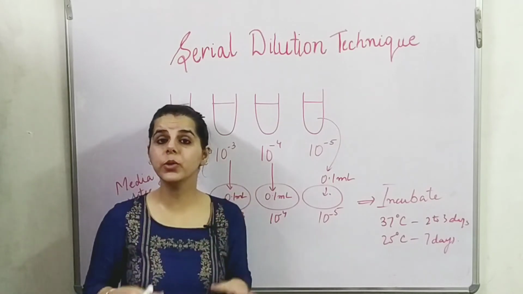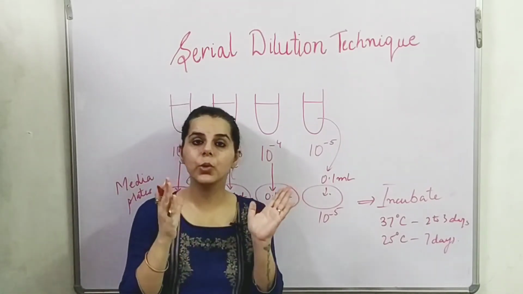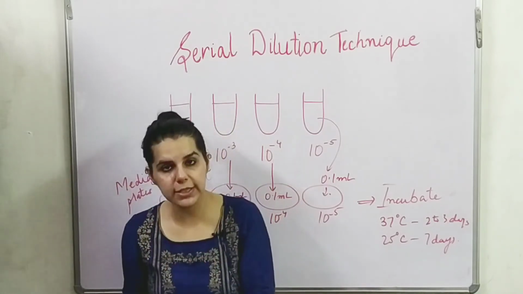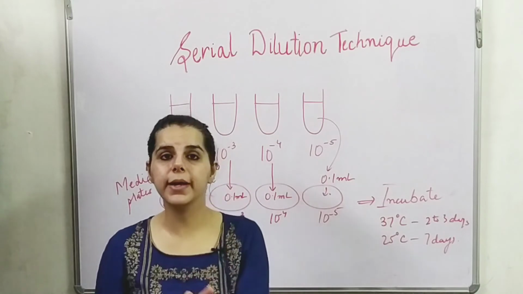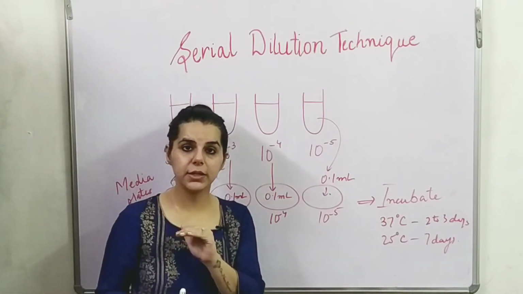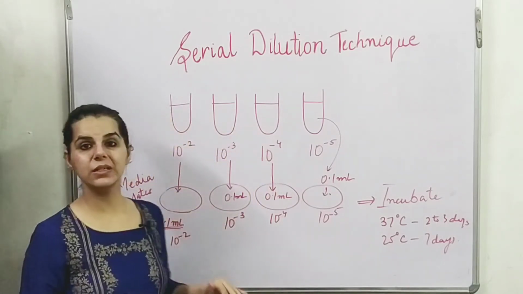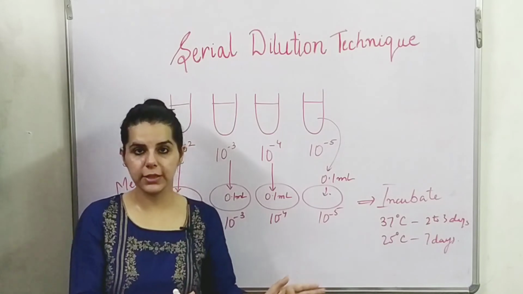Now, with the help of the colony counter, you can count these colonies, and there is a very important formula that you need to apply to calculate the colony forming units in the sample, right? So, this is how we proceed, and now I am going to show you the calculation of how to calculate the CFU, right?